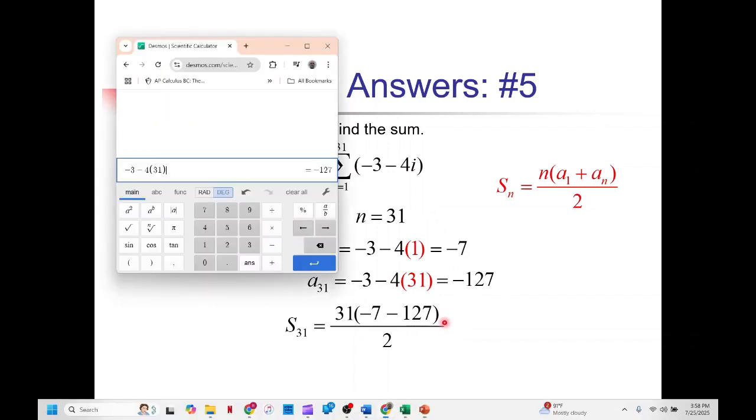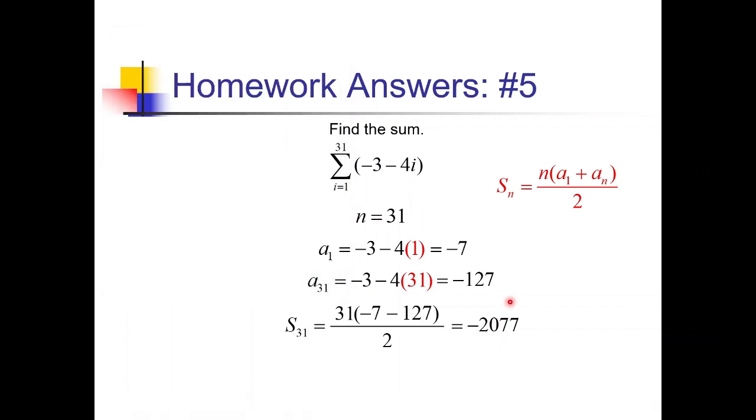Let's go back to the calculator and plug all that in. So new entry here. Let me make a fraction. We have 31 parentheses negative 7 minus 127 all over 2. Gives us negative 2,077. Yeah, no way I was doing that one in my head.